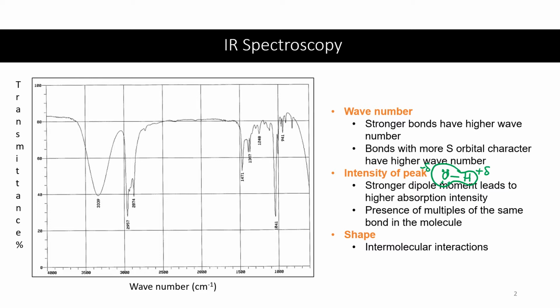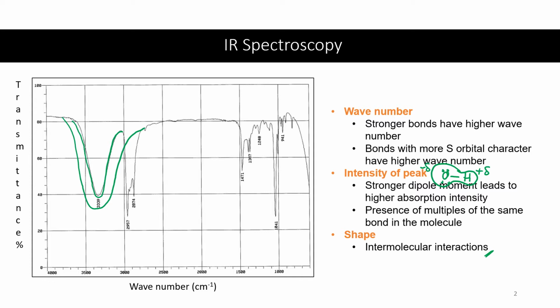And the shape of the peak depends on intermolecular interactions such as hydrogen bonding, which is why we see a broad peak for the OH group, for example. And if it's an OH from a carboxylic acid group, this peak would be even broader because it can participate in even more hydrogen bonding. So make sure you practice predicting or identifying these peaks.